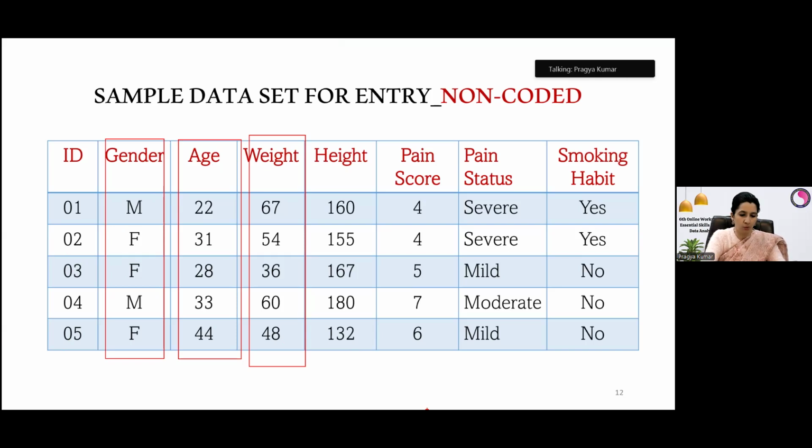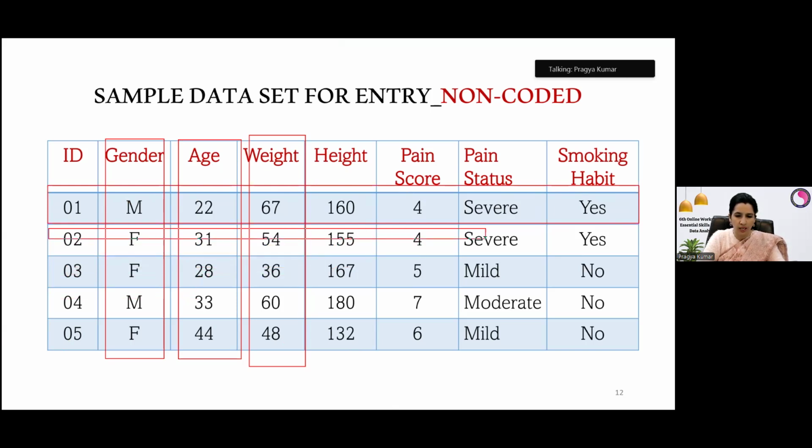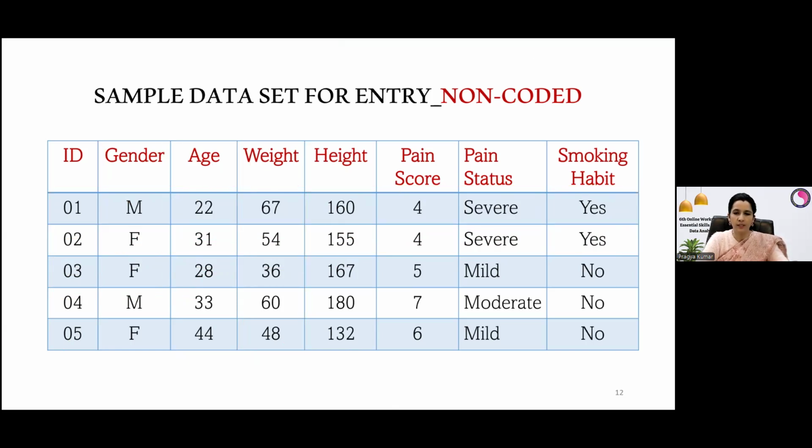Now, what is this row? This row is for one individual or one study subject. Like this is row 1 or ID 1. This is row 2, second ID, and so on. So in a row, generally, you have one individual. How can I say that? If I talk about ID 1, ID 1 is a male, 22 years old, weighing 67 kg, having a height of 160 centimeters, perceiving a pain score of 4, pain status is severe, and he's a smoker.